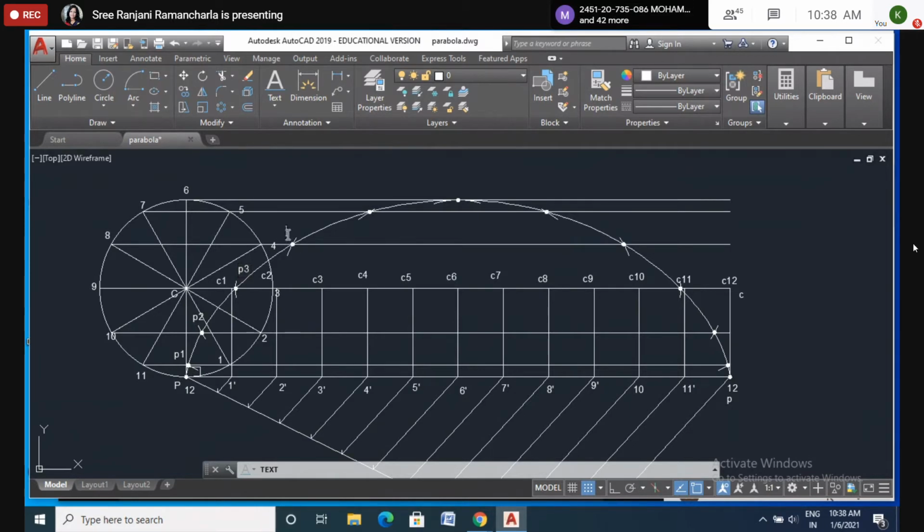This is P4. This is P5. This is P6. P7. P8. This is P9. Okay, so here I will make it P9. This is P10. This is P11. This is of course P12.